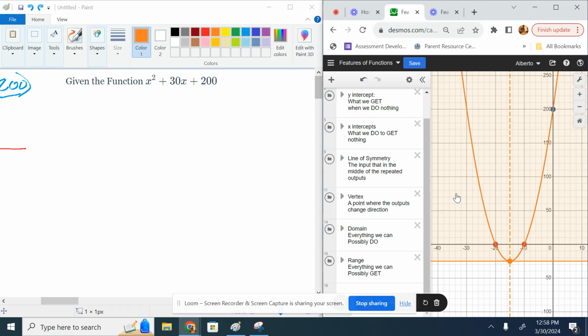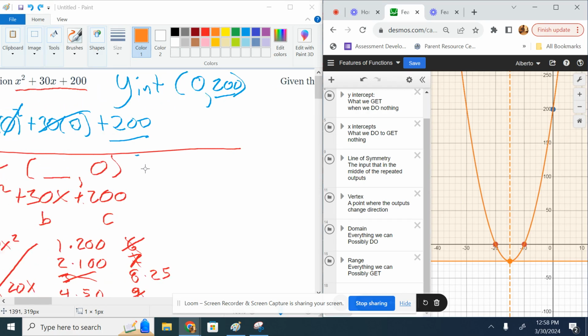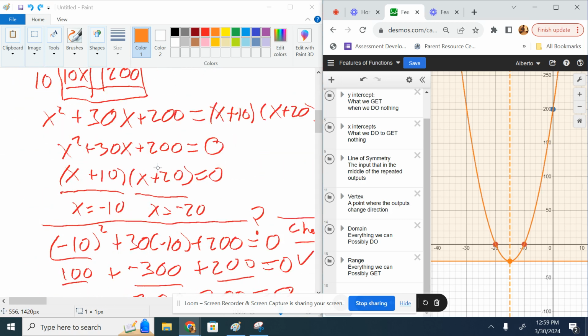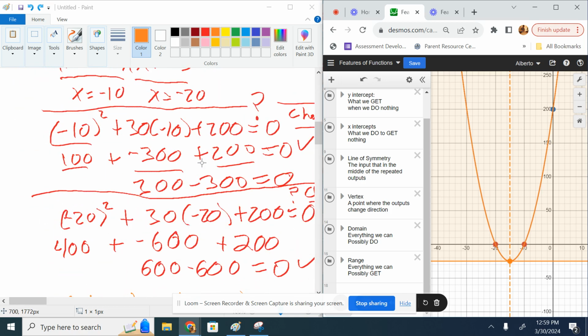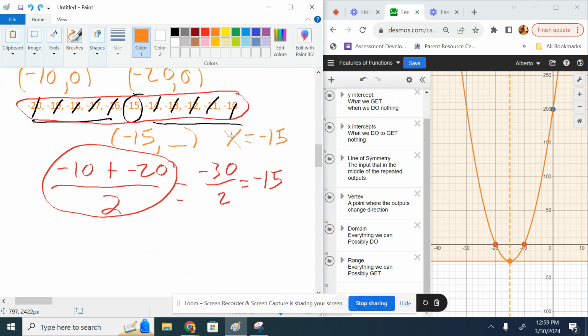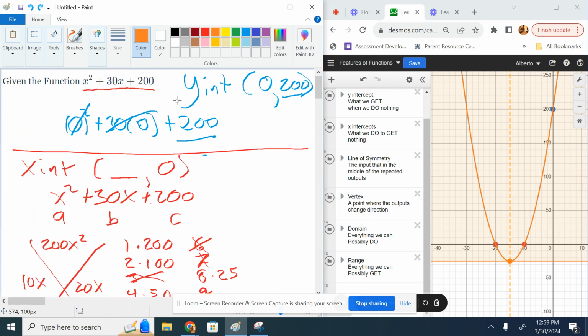But on a test you will not have Desmos. So how do you check without Desmos? We actually went through and verified our y-intercept in the beginning by inputting 0, using the definition of a y-intercept, what we get when we do nothing. Our x-intercept is what we do to get 0, and we check that also. So we know our x-intercepts work, our y-intercept works, and our vertex is always in the middle, so that's something we double check. And according to our equation, we plugged it back into the original one and we did get a negative 25. So I'm pretty confident that our points are correct.